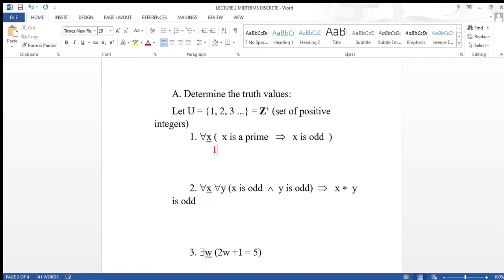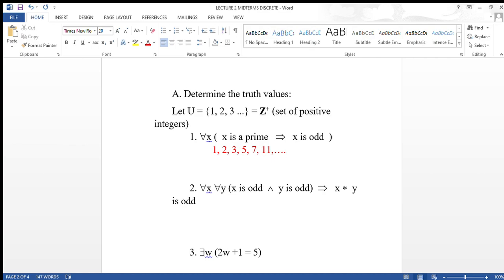We have 1, we have 2, 3 is a prime number, 4 is not a prime number, 5 is a prime number, 7 is a prime number, 8 is not a prime number, 9 is not a prime number because it's divisible by 3, 10 is not a prime number, it's divisible by 5, 11, and so on. So we still have other prime numbers. We have infinitely many prime numbers.